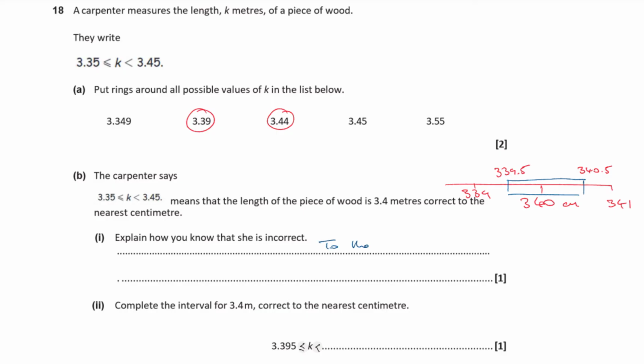To the nearest centimetre, it would be, so K would be between the lower limit of 339.5 and the upper limit of 340.5. Okay, I don't know exactly how they want me to answer that, but that's an acceptable answer. I've shown what it actually is, which is different from what they're saying, so it must be incorrect.